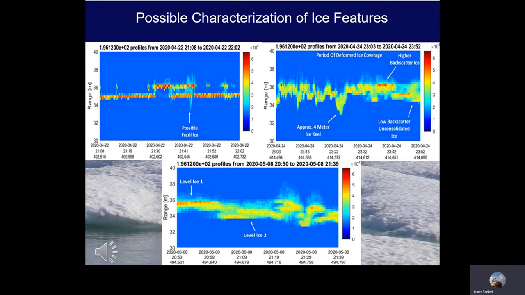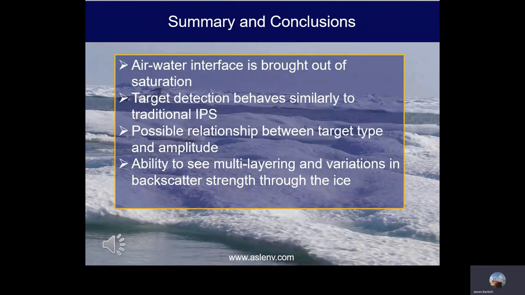So in the second panel, on the top right corner, this shows a period of deformed ice coverage with approximately 4-meter ice keels. It also shows periods of low backscatter, unconsolidated ice, and sections of higher backscatter ice. And then finally, in the third panel, we see a level multi-layer system with lower amplitudes than the first panel, probably due to the ice type. Also, the larger dynamic range appears to allow the IPS to peer into the ice a short distance.